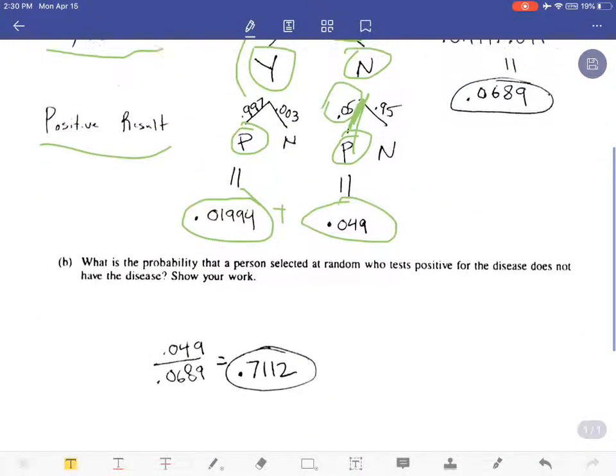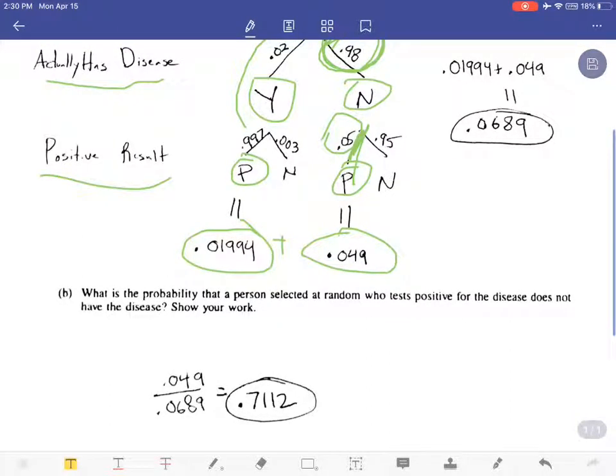Now for part B, it says, what's the probability that a randomly selected person who tests positive for the disease does not have the disease? So for this one, we set up our fraction, and our denominator is going to be the total amount. So we're given a restriction here, a randomly selected person who tests positive. So 0.0689 of the people test positive, so that's going to go as our denominator. Then our numerator is going to be the percent of people who test positive who don't have the disease, which is this number right here. So we put that on top, and we divide those numbers to give us 0.7112, and that's going to be your probability.